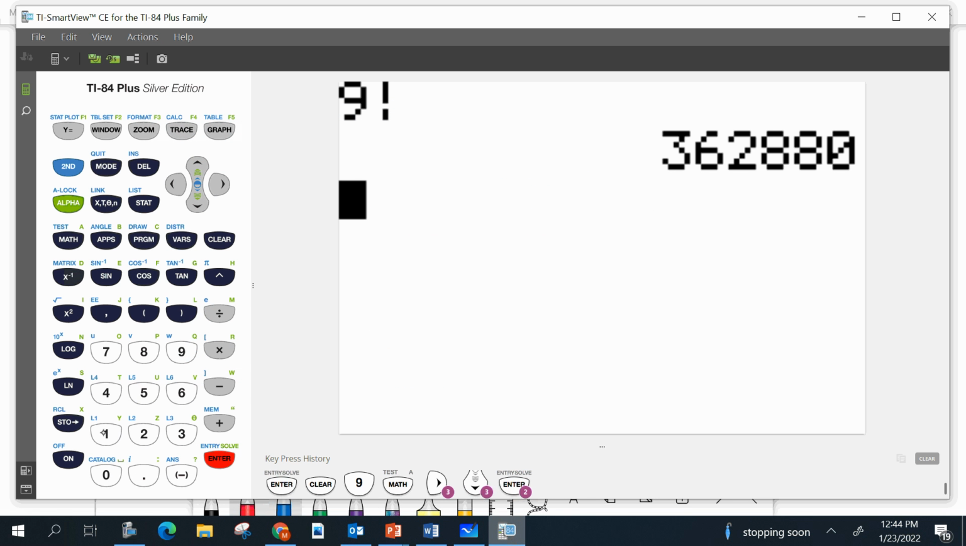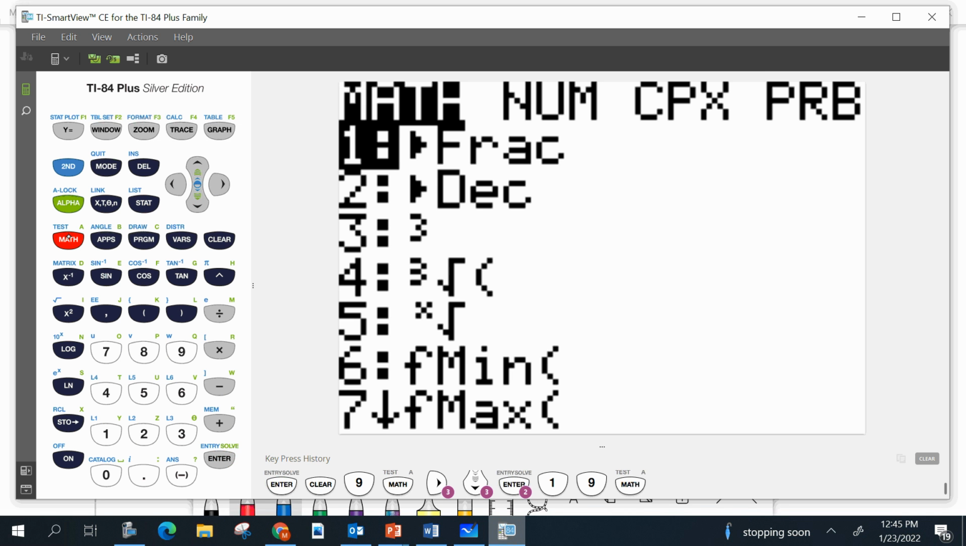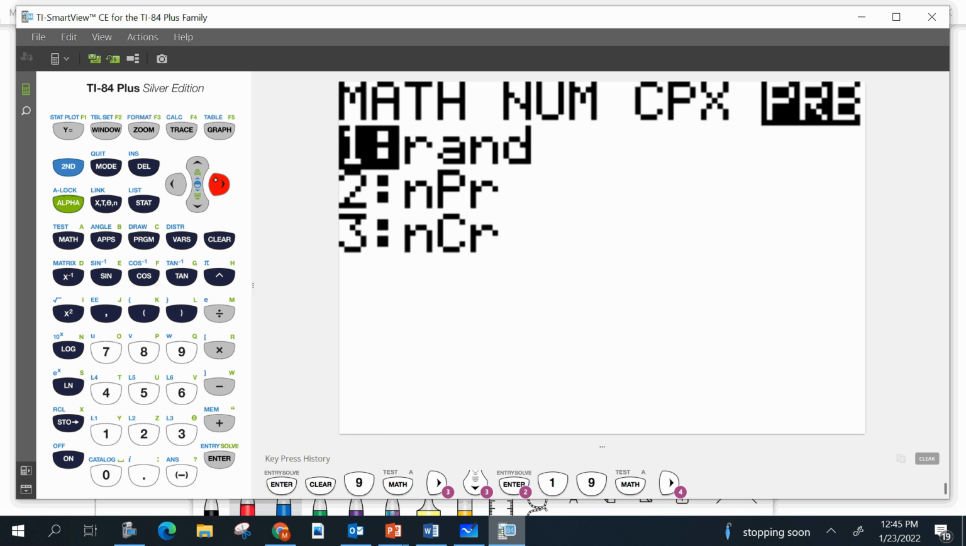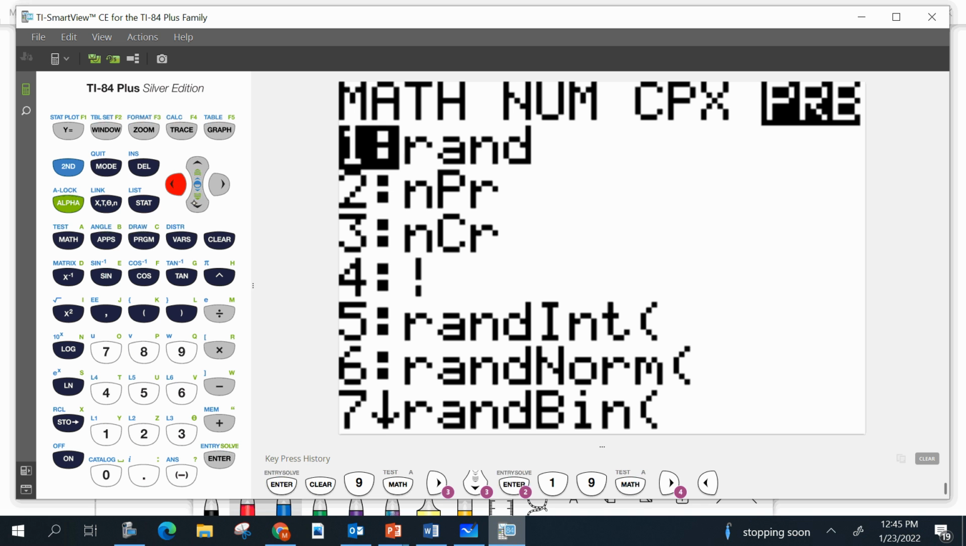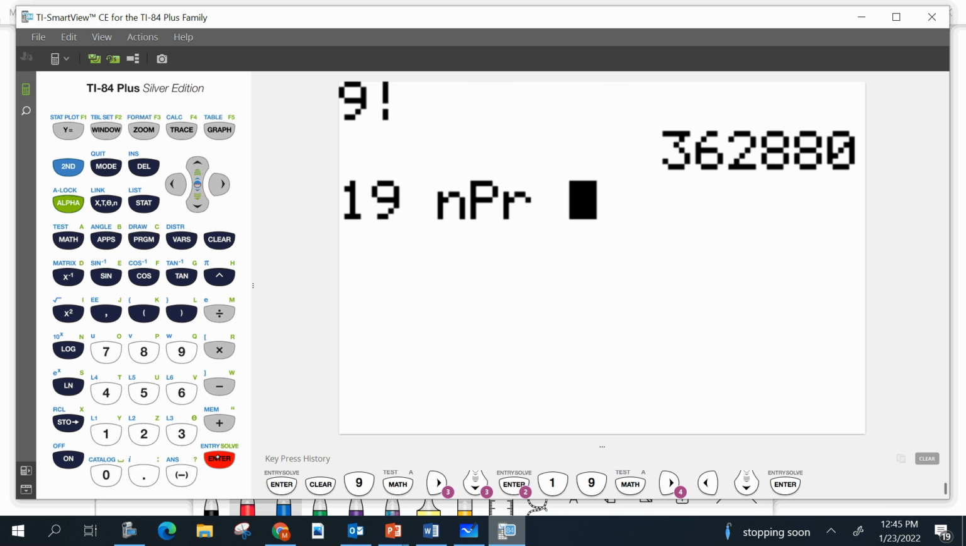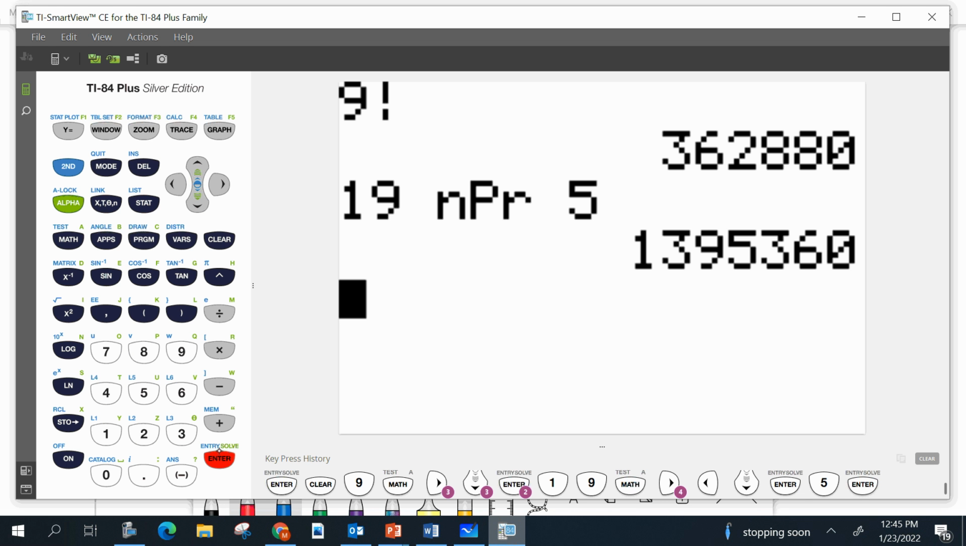And again, we can do this in our calculator. If we type in the 19 first, hit that math key again, go over using your arrow to probability, and what you're going to see is number 2 is nPr. And that's what we want. So pull out nPr, hit enter for number 2. And so it's 19, and then we put the 5. So your calculator is plugging the 19 in for the first, and it's going to plug 5 into here, and we hit enter. And just like that, that is the same calculation as if we were to multiply this out by hand. So 1395360. Let's write this as our answer.